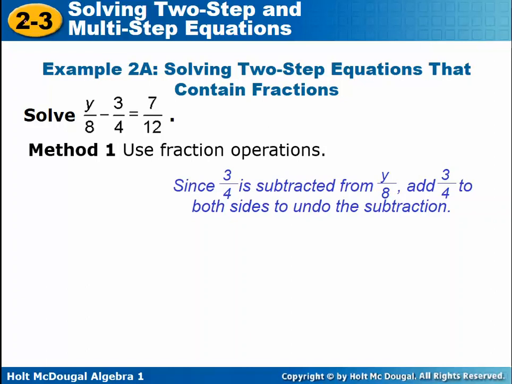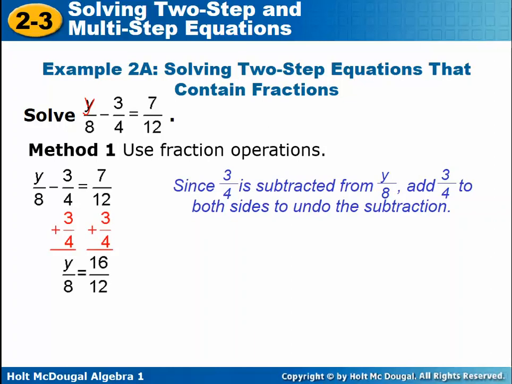We can say, all right, here's the y. Here's my variable. It's being divided by 8 and then 3/4 is subtracted from it. So my first step could be adding 3/4 to both sides. So it's going to take some space to write this out. So there's the original equation, and now here it is with 3/4 added to both sides.